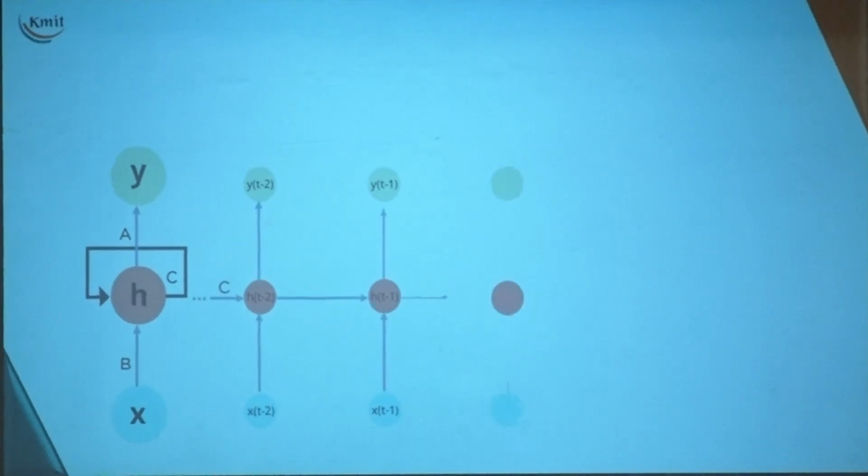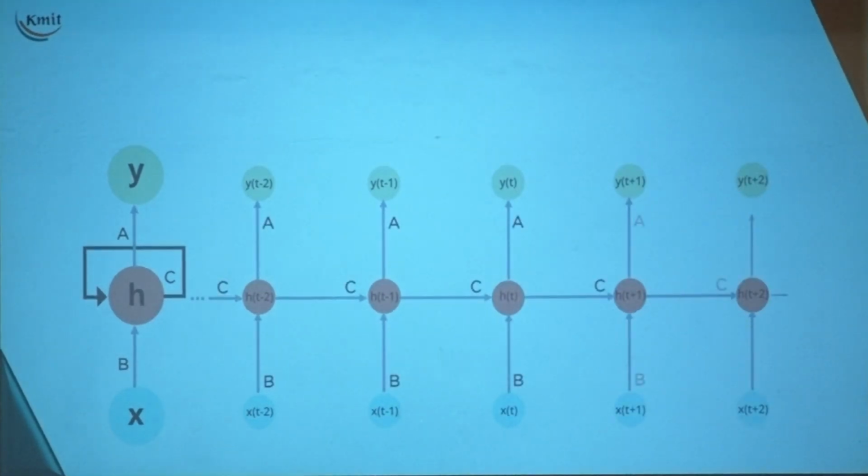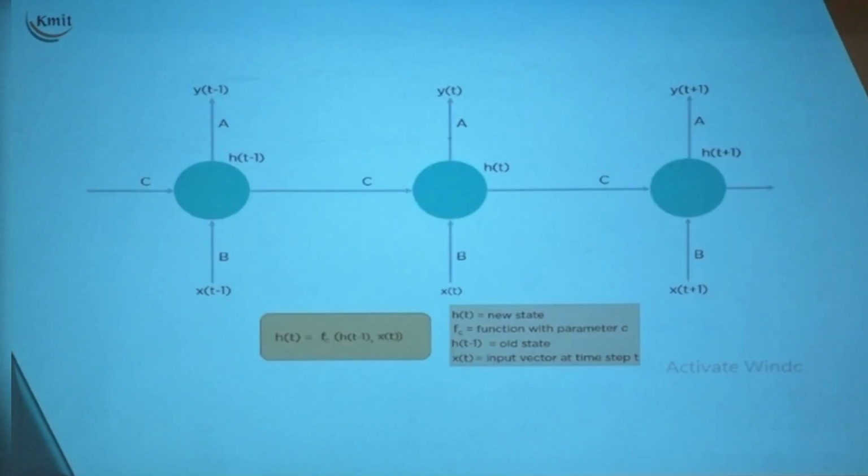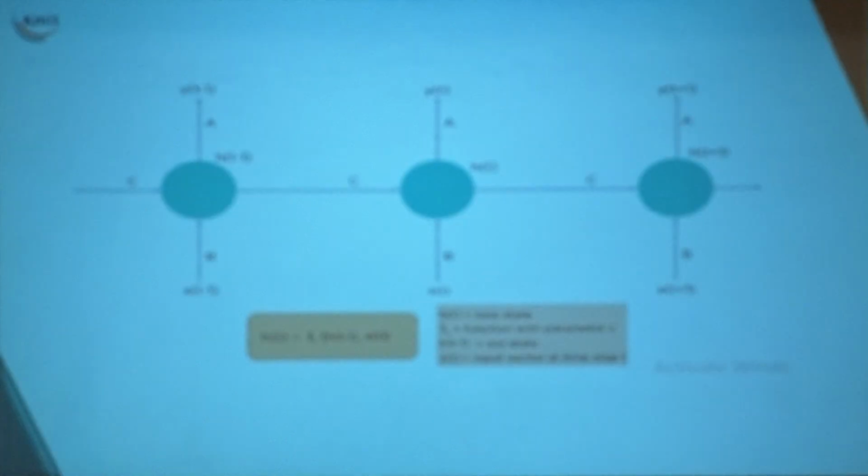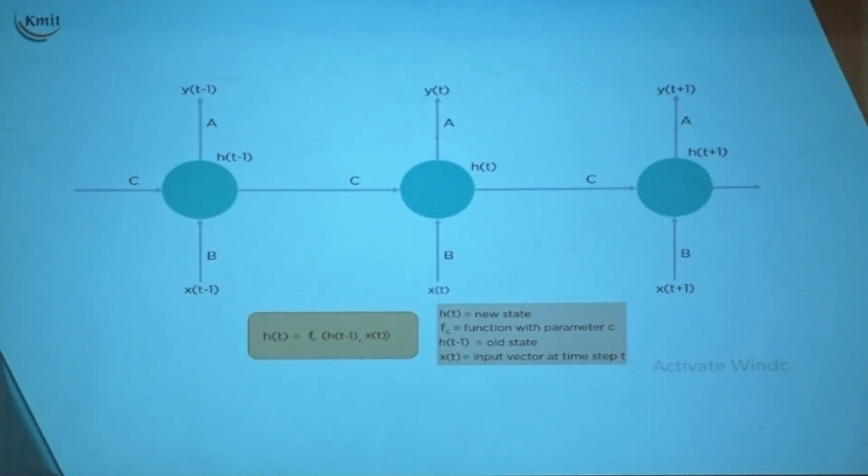Input layer. What is Y? The output layer. What is H? The hidden layer which will have the what? Feedback loop. Okay. Now look at that. You see 3 hidden layers, right? Observe the one in between. The one in between is taking the original input. What is that input? X of t. x of t is what?